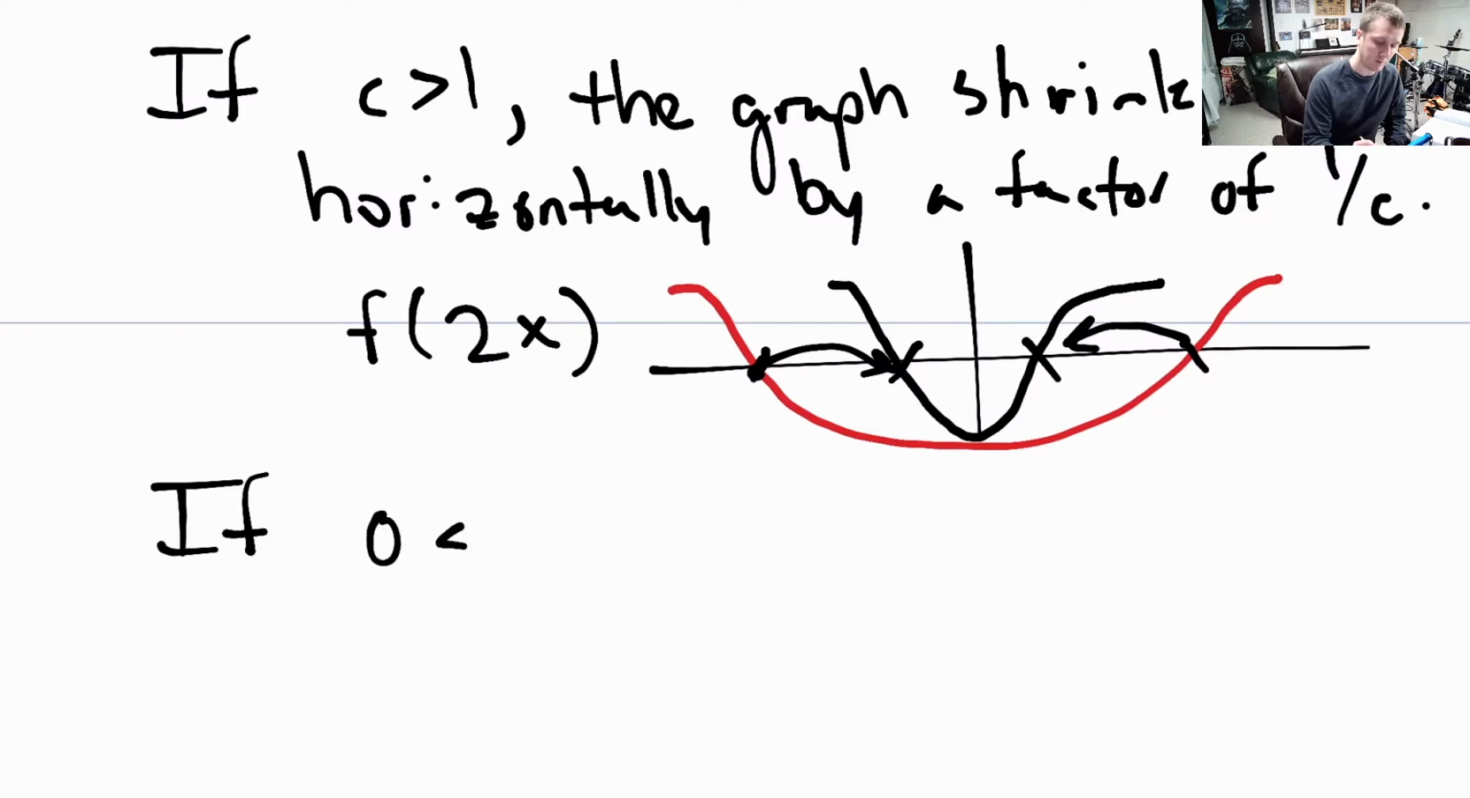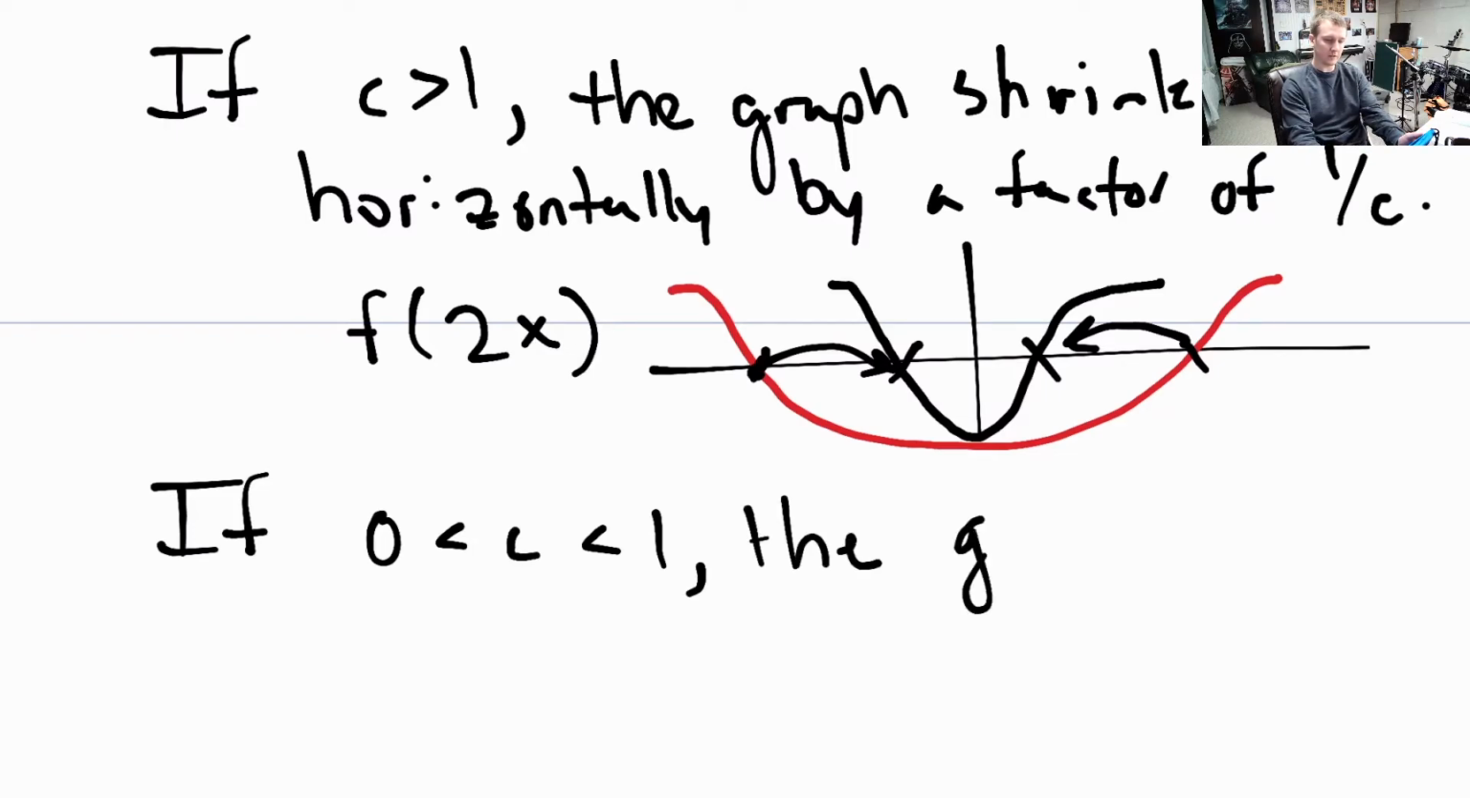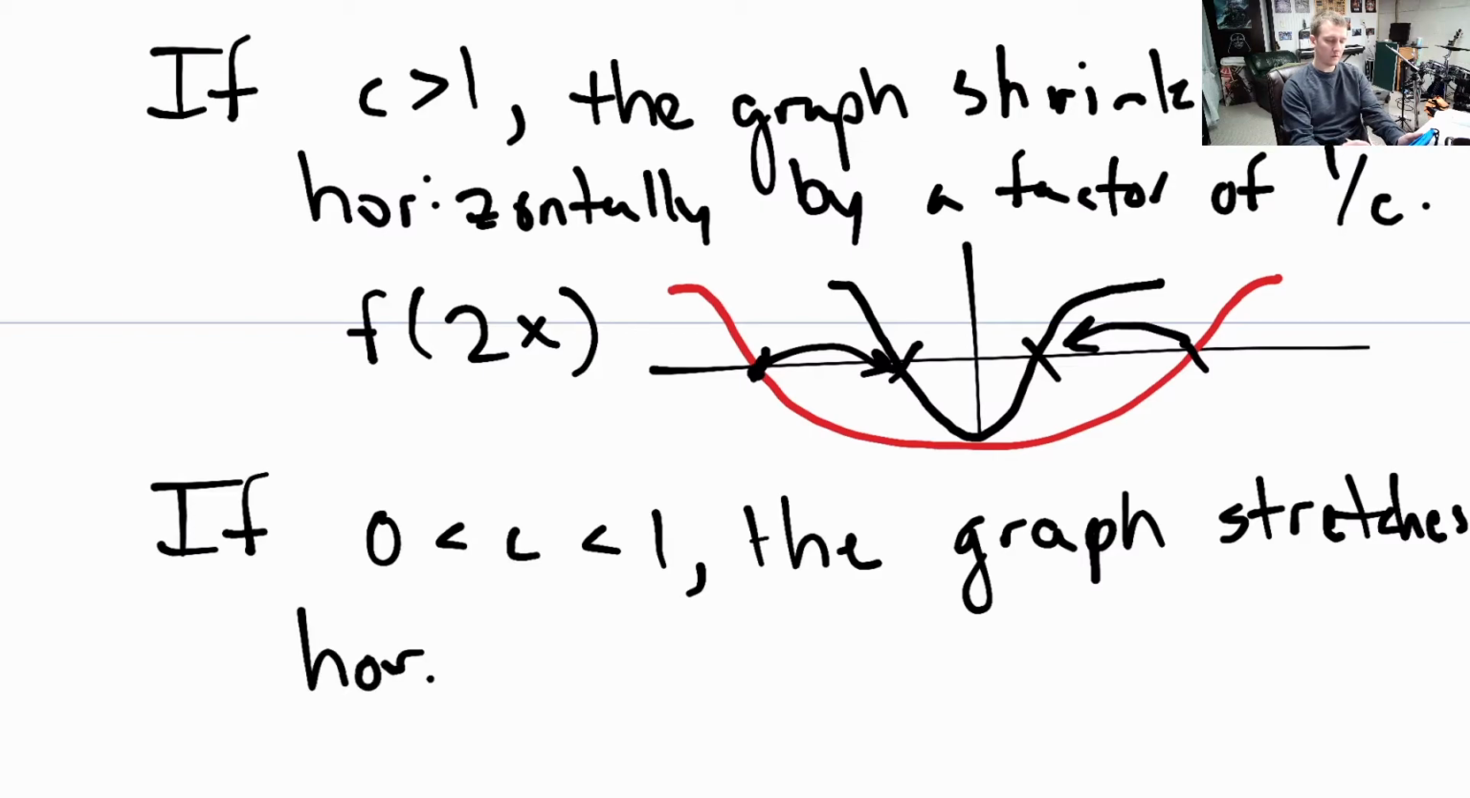If we pick a number between 0 and 1, just like the vertical stretching, we're going to get something that is now in the opposite direction, is now growing, but it has to be between 0 and 1. We can't pick 0. If we pick 1, nothing changes, right? The graph stretches horizontally, and again, by a factor of the reciprocal of C.